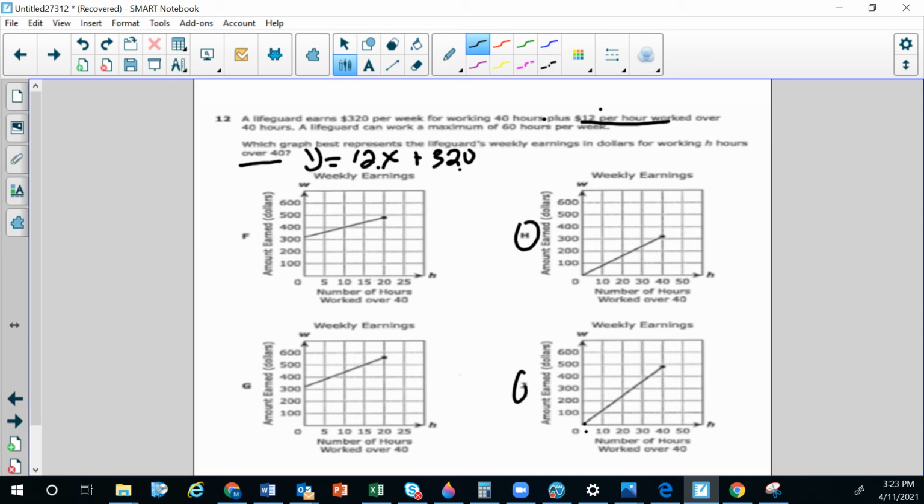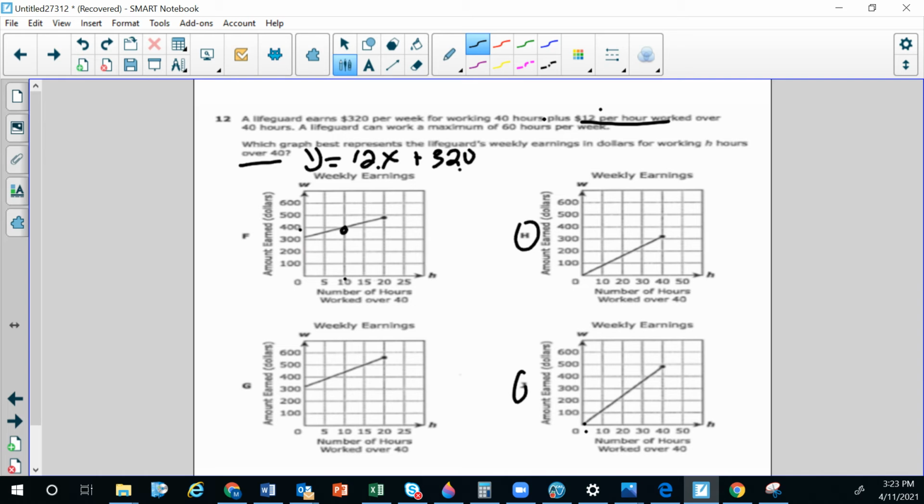And so now we're back to two choices, F and G. So which one is going to be our answer? Well, let's see. I wish I had my calculator too. Let's look at graph F. When x is 10, he's made $400 right there.